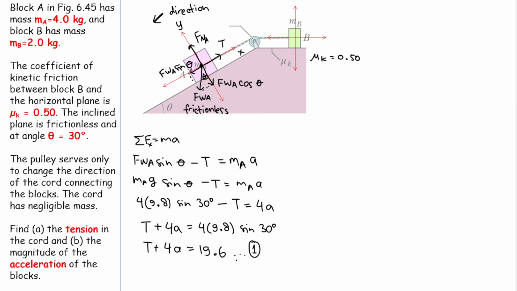So let's just save that as equation number 1. Good. And now let's draw the forces that work on block B here. Obviously, we have the weight of B pushing it down to the earth. So I will have FWB.